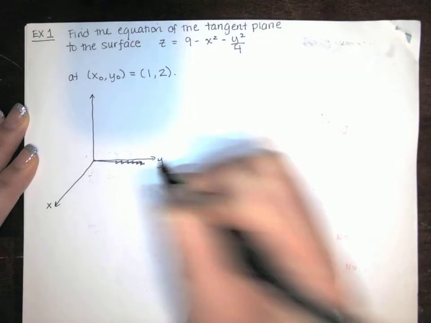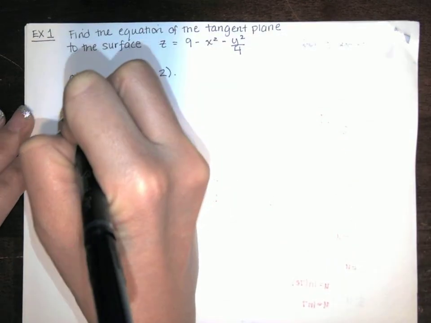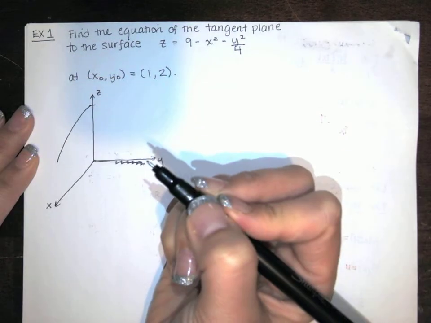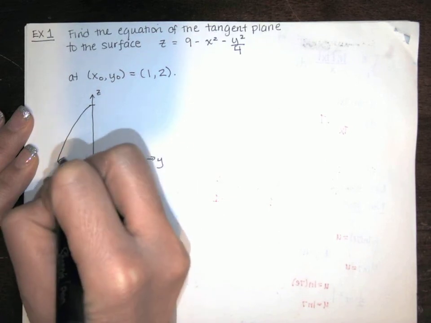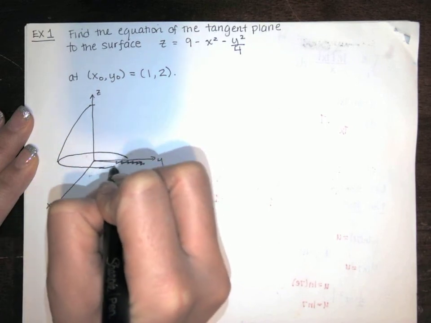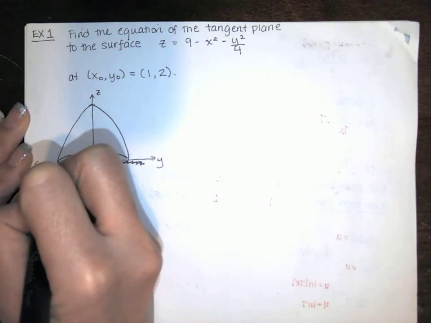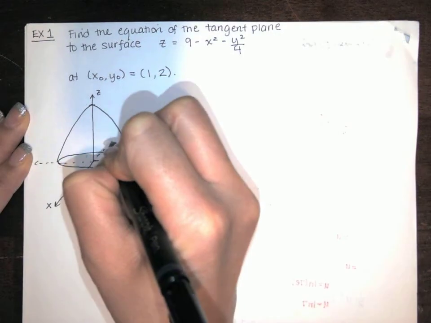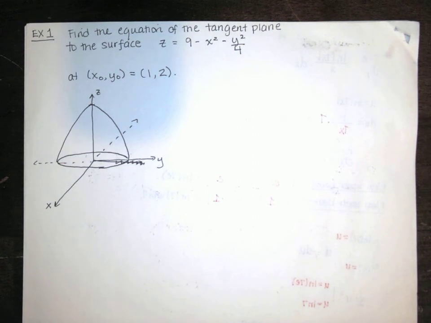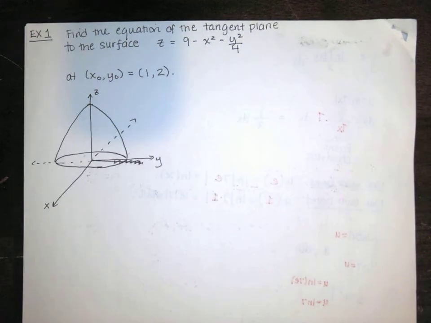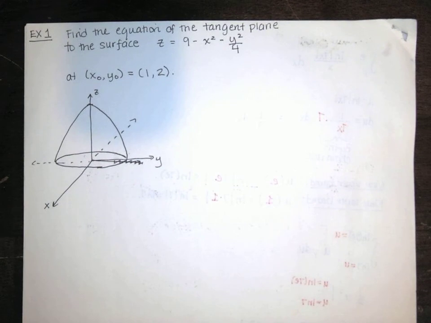Here's our x-axis, our y-axis, and our z-axis. We go up 9. It's going to look like this. It's longer in the y direction than it is in the x direction. And I'm only drawing part of it. It actually goes down past the xy plane. It goes on forever. The range is -infinity to +9. So this is just the part of it that I'm sketching.